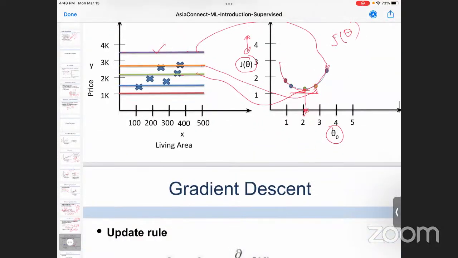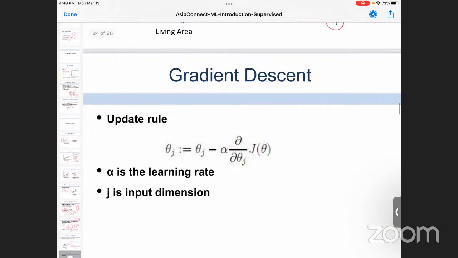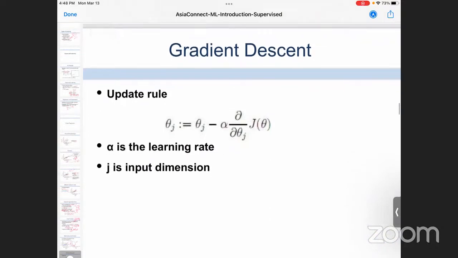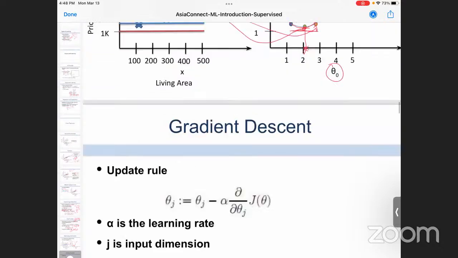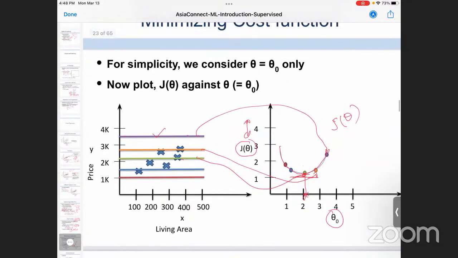So here comes one optimization algorithm, which we call gradient descent. Gradient descent is widely used not only in linear regression, but in all machine learning algorithms, even in deep learning algorithms. What does it say? In gradient descent, you start with a random theta. For example, this is our first theta. And here you will find the slope, the gradient.